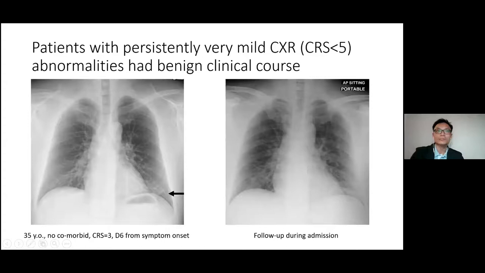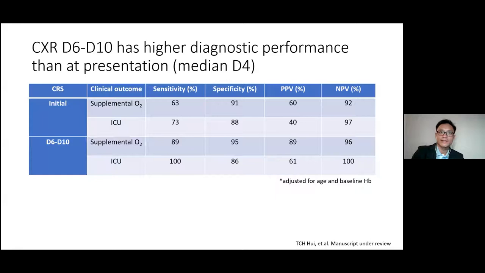As shared, imaging performed too early in the course of disease does not detect COVID pneumonia. By reviewing the patients who had chest X-ray performed between day 6 and day 10 of symptom onset, we found a sharply higher diagnostic performance of chest X-ray as compared to if it were performed earlier at presentation.